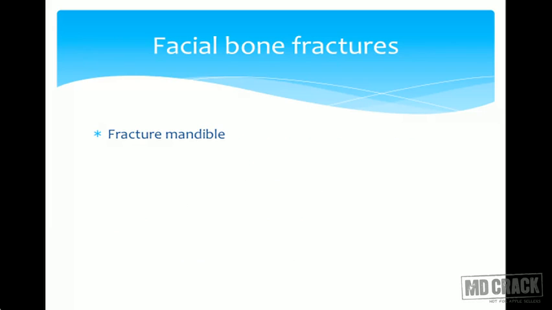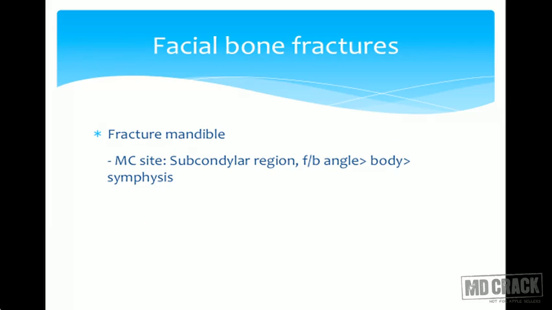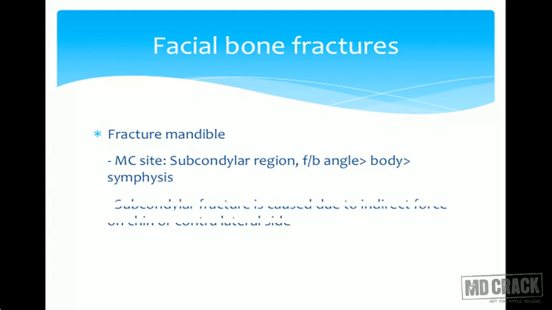Then come some fractures of the facial bones. Now, fracture of the mandible. The most common site of fracture of the mandible is the subcondylar region, which can be asked as an MCQ, followed by the angle, the body and the symphysis of the mandible. Subcondylar fracture is caused by indirect force on the chin or the contralateral side. For example, a fracture of the subcondylar part of this side. So the force is either at the chin or the opposite side, which will cause the fracture of the subcondylar region of this side.